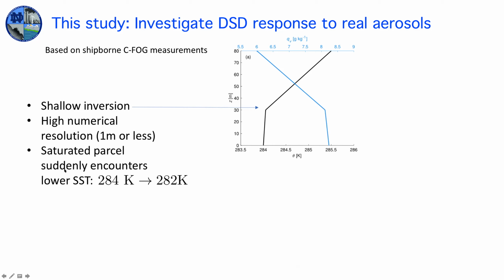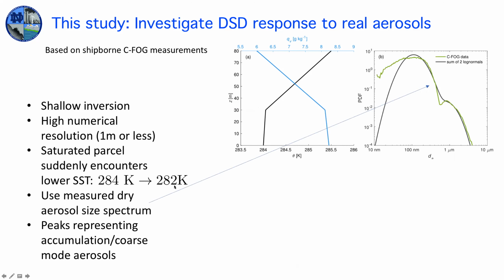What we have is a 130 by 130 meter patch, which we say suddenly encounters a lower SST. So we let turbulence spin up, and then an hour into the simulation, we drop the sea surface temperature underneath it, as though this saturated parcel has crossed an SST gradient. It goes from 284 to 282, which is a typical transition seen from the ship.